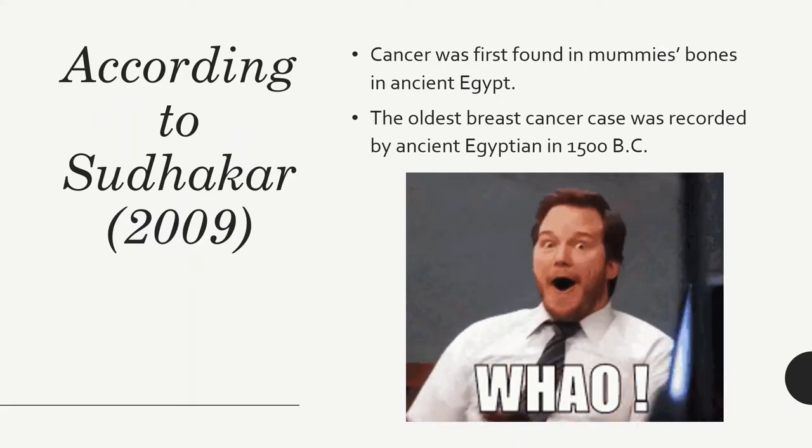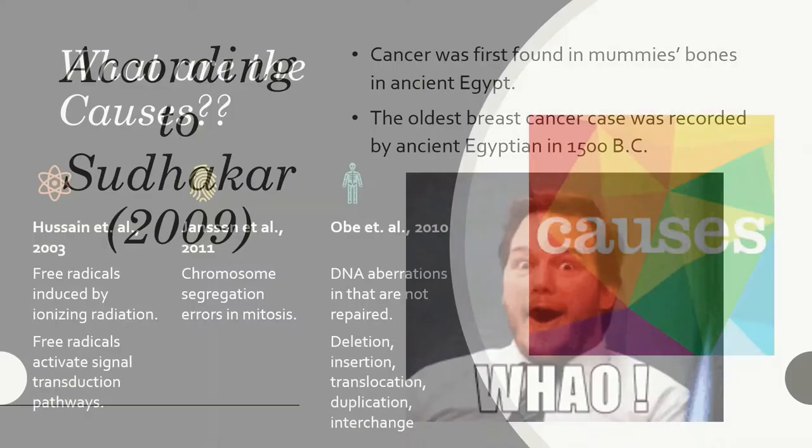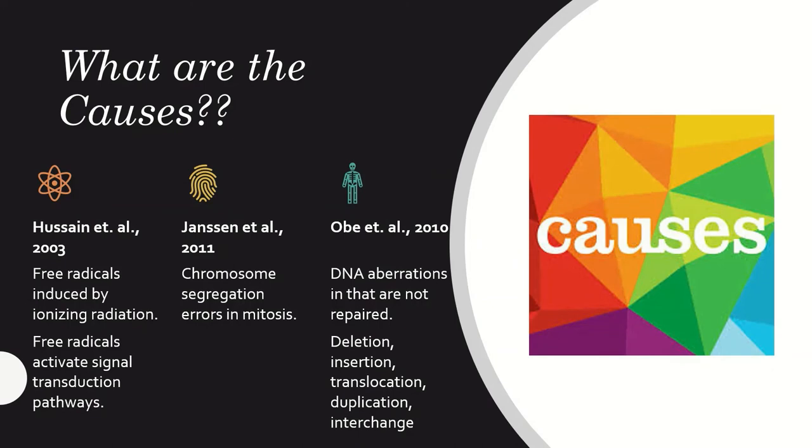But with the advancement of technology, the treatment we provide to cancer patients now is mostly radiation therapy. And here are some causes of cancer. Cancer can be caused by free radicals induced by ionizing radiation that humans are exposed to. These free radicals will then activate a series of signal transduction pathways, where free radicals act as the signal and invade normal cells and alter their structures, such as the proteins in the cells, and finally cause them to mutate. Besides that, cancer can also be caused by chromosome segregation errors in mitosis and DNA aberrations that are not repaired, such as deletion, insertion, translocation, duplication, and interchange.